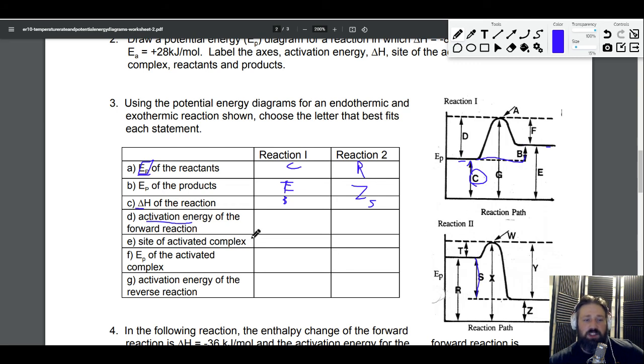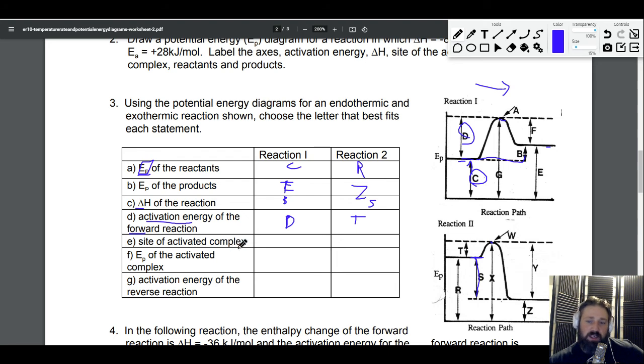The activation energy of the forward reaction. This is specific here. Forward reaction. So we are moving this way, which means we go from here all the way up to the top. D. Here, we're going forward. Starts here, goes up to there. T.